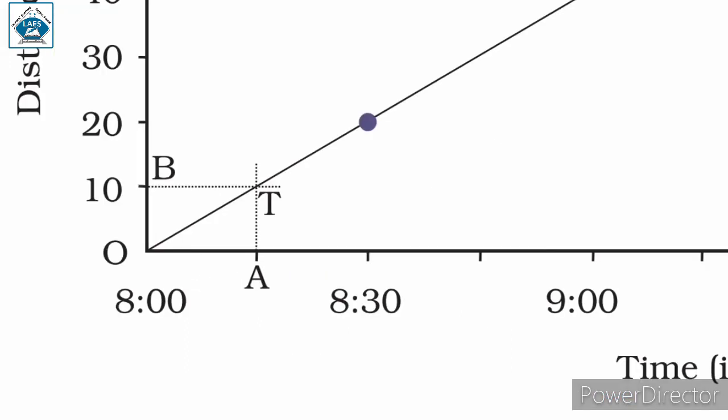Here as you can see, what did we do? We put a point on the x-axis and drew a line that was parallel to the y-axis. So because of this line, we got a point of intersection on the graph. From this point, we named it point T. From point T, we drew a line which is parallel to the x-axis and it intersects the y-axis at point B. So the value, this is the distance covered by the bus at 8:15 a.m.